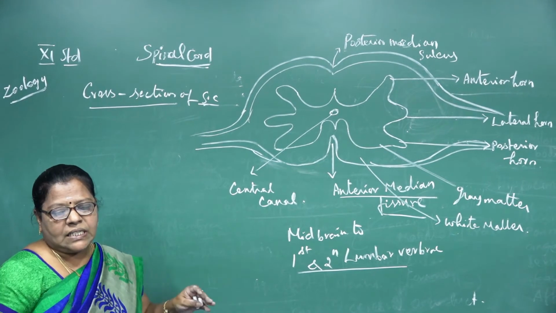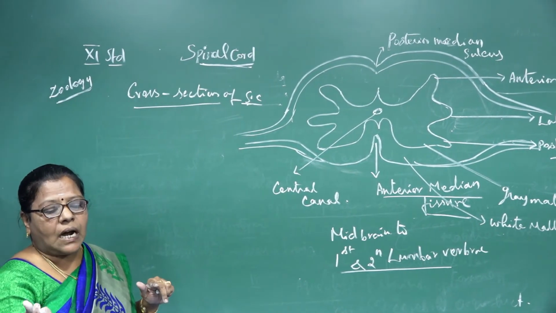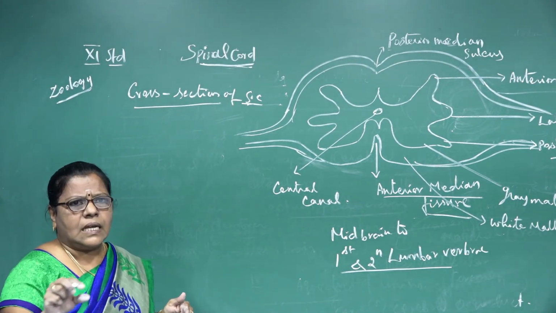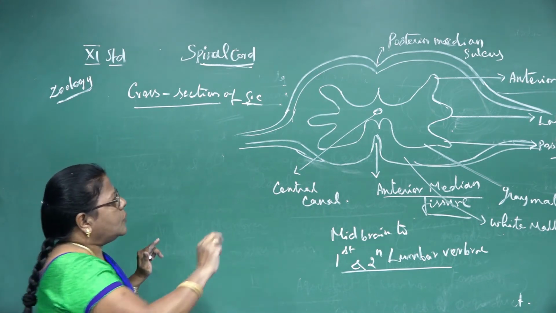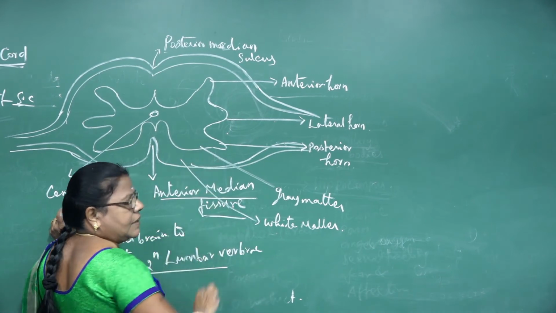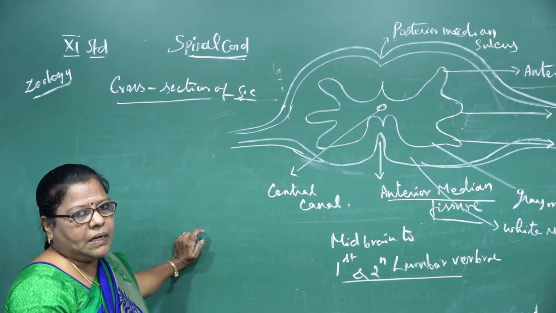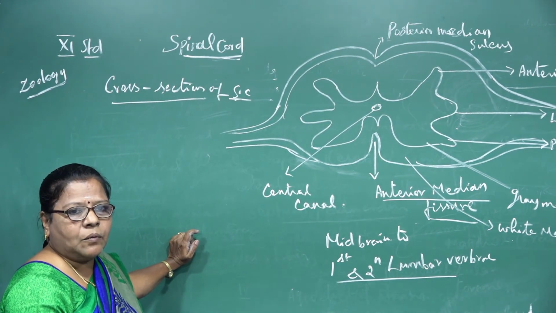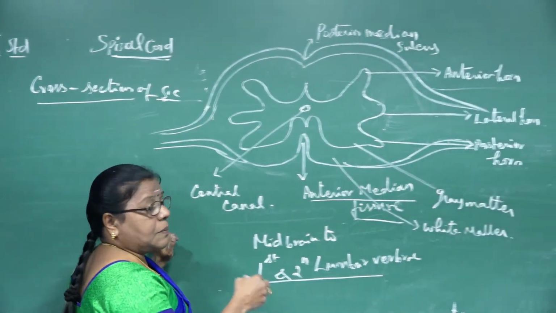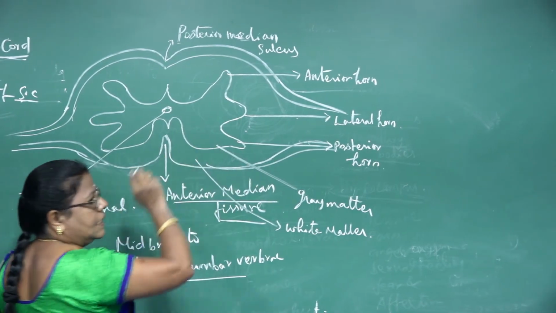The spinal cord has two parts. One is the outer region, another one is the inner region. The outer region consists of white matter, the inner region consists of grey matter. But in the brain, the outer region is grey matter and the inner region is white matter. In the spinal cord, white matter is present in the outer region and grey matter is present in the inner region.